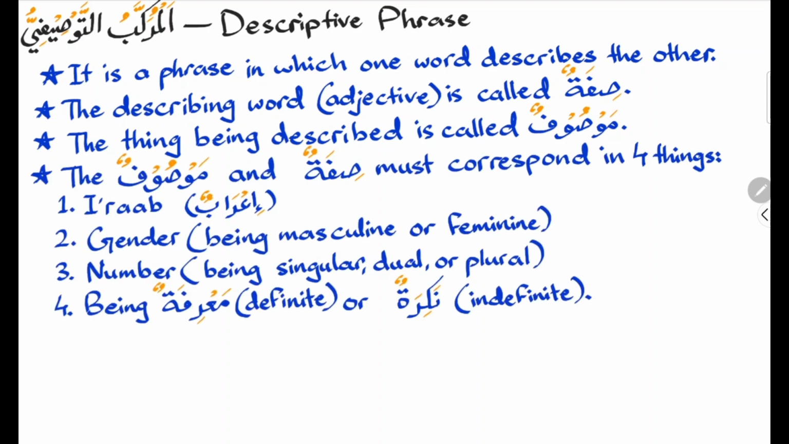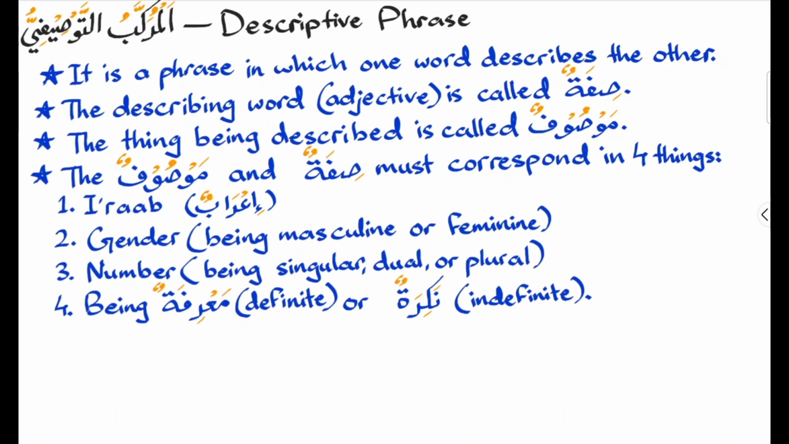The mawsuf and sifa must correspond in four things, meaning they have to be equal in all four of these aspects. The first one is i'rab. I'rab means the harakah, the last letter of a word gets, is called i'rab. So what that means is that the last letter of both mawsuf and sifa have to be the same. Either both of them get a dhamma, either both of them get a fatha, or both of them get a kasra.